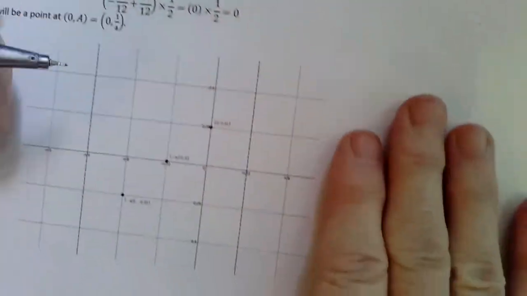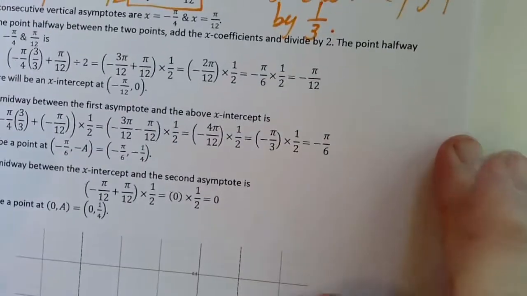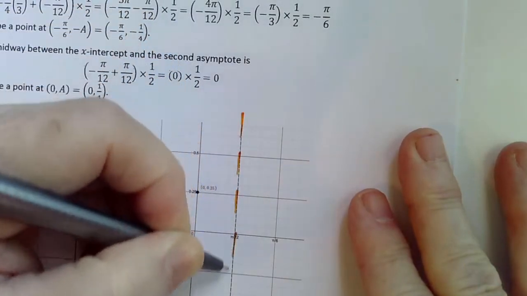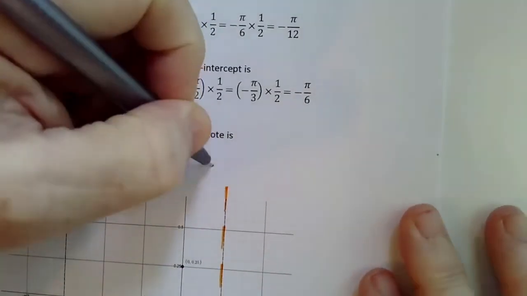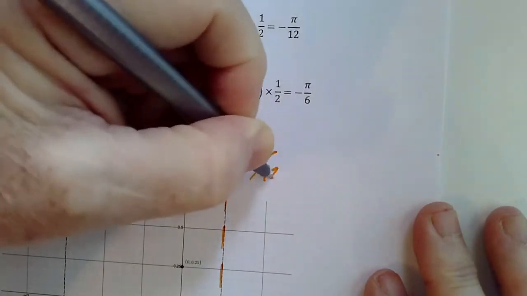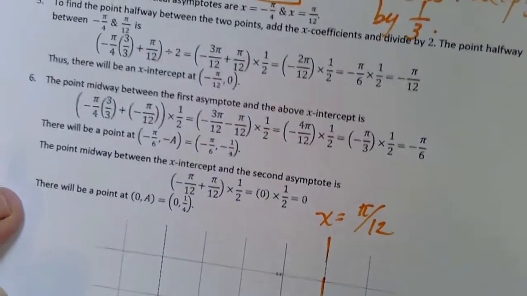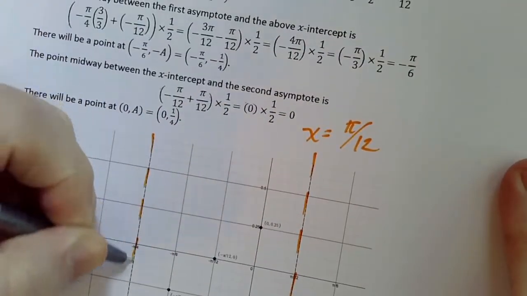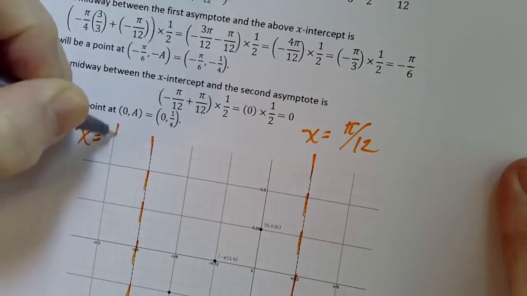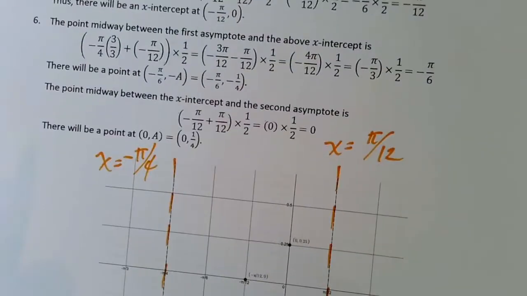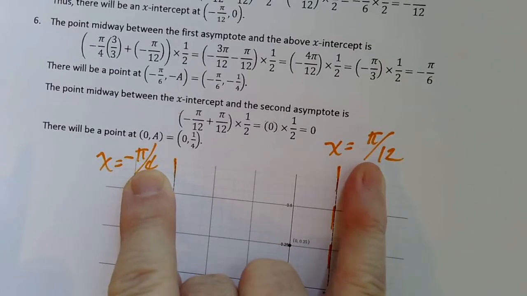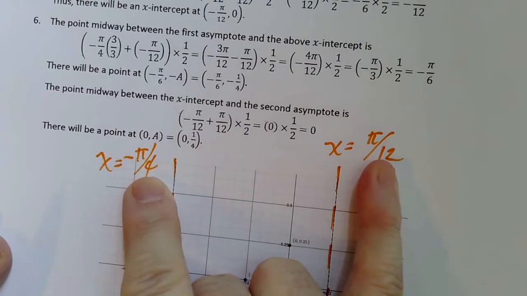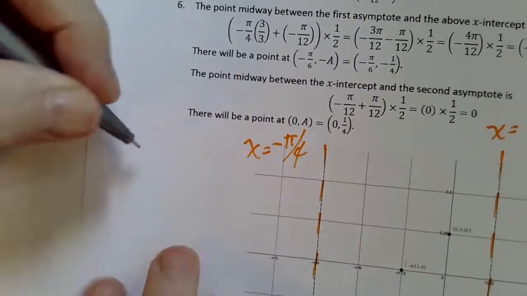So let's see, we've got a vertical asymptote at pi over 12. So this is x is equal to pi over 12. And we have another vertical asymptote at x equals negative pi over 4. And now what we need to do is find the point exactly in the middle between these. To find the midpoint, we add and divide by 2. So let's write that down because that's pretty important.